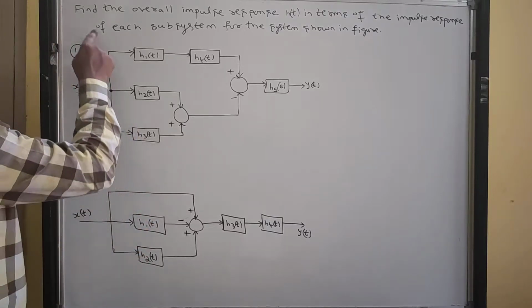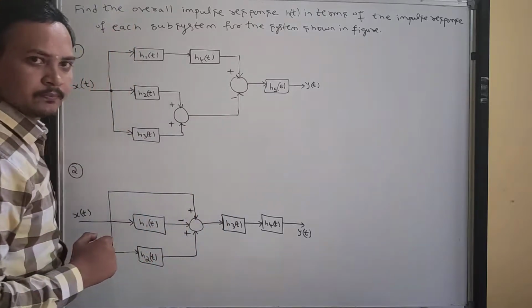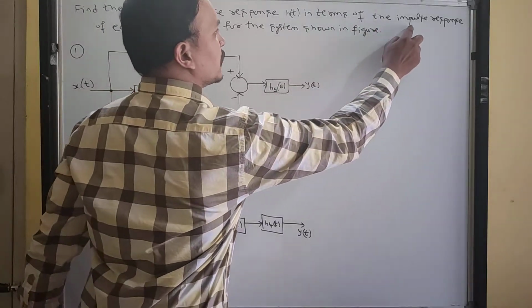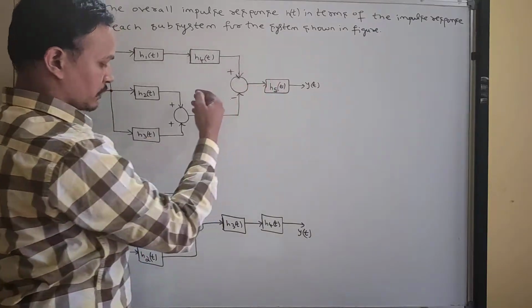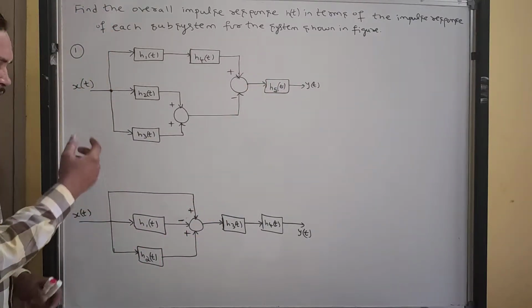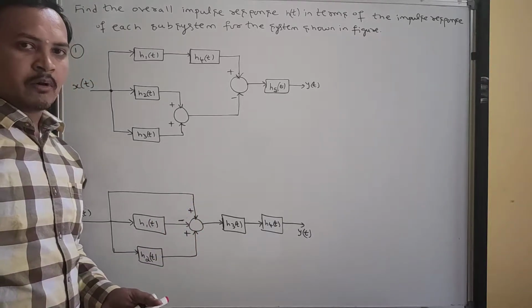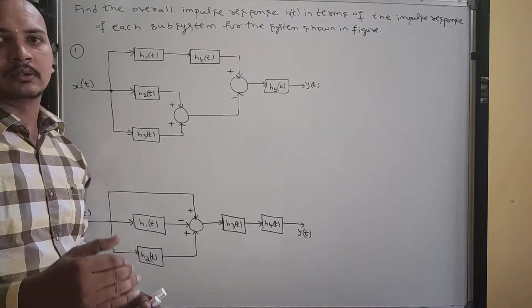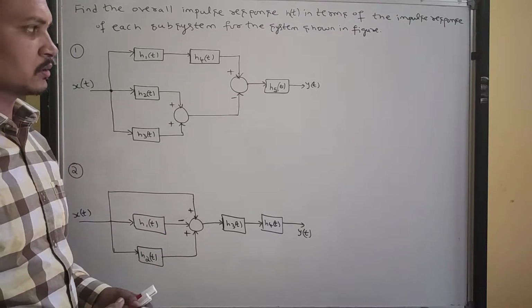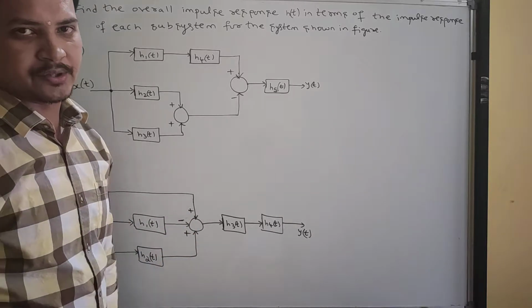Okay, so what is the question they asked? Find the overall impulse response h of t in terms of the impulse response of each subsystem for the system shown in the figure. Okay, it is not very important for the exam. However, sometimes they can ask this particular type of question for 3 to 5 marks, or 3 to 6 marks. So before starting this, I will teach some concepts.